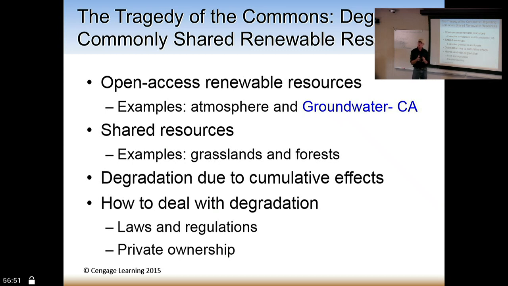This resource is common to everyone, and if there aren't any controls or community understanding of that, then everybody tends to overuse that resource, and they're like, I'm just going to get as much of it as I can before it runs out.